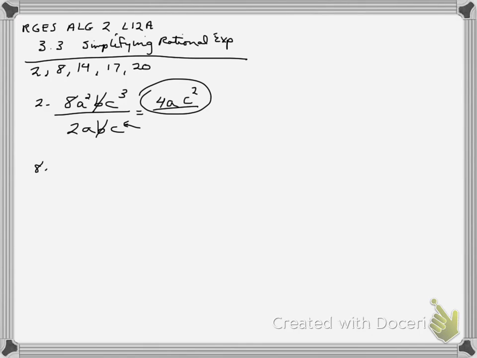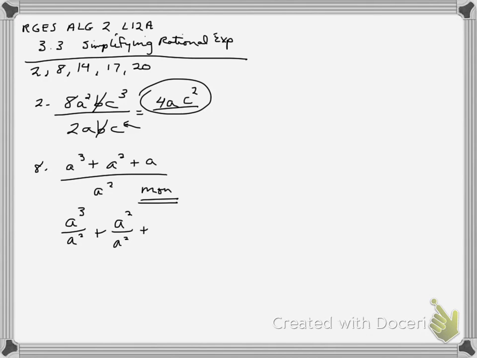Let's look at number 8. A cubed plus a squared plus a over a squared. So the way we're going to look at this when we have a monomial in the denominator is we're going to break it up into 3 terms. A cubed over a squared plus the second term, a squared over a squared, plus the third term, a over a squared, and then I'm going to simplify each.